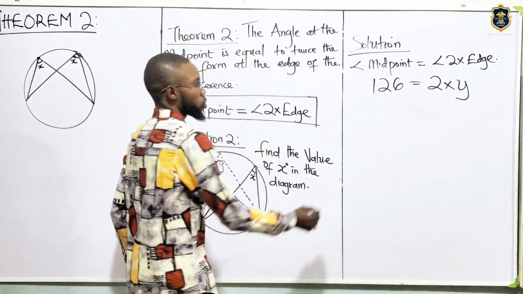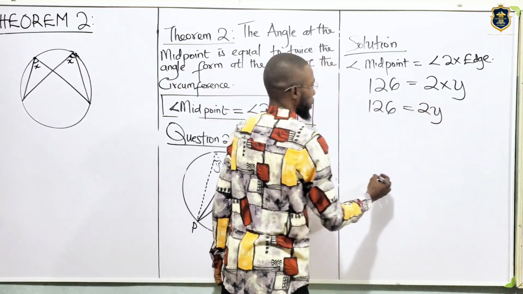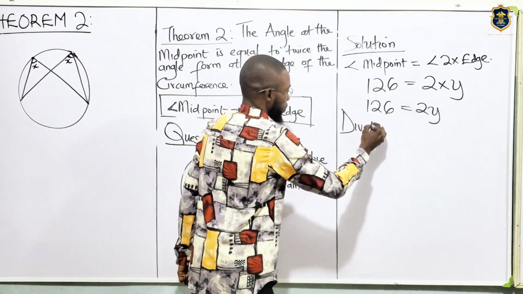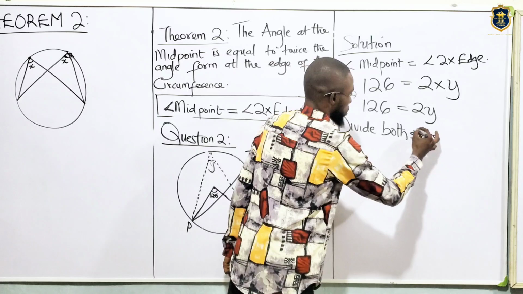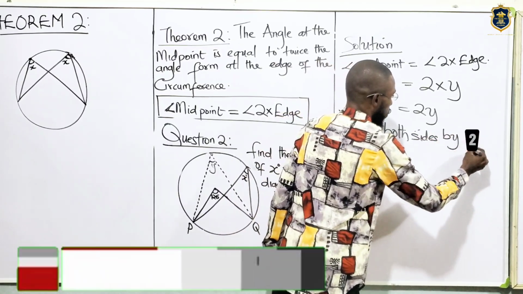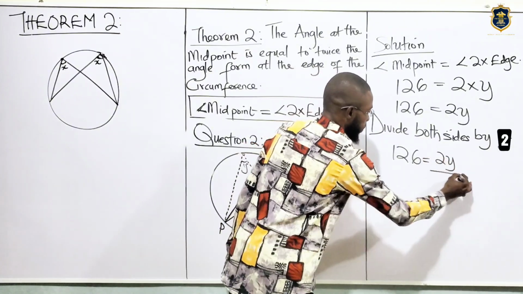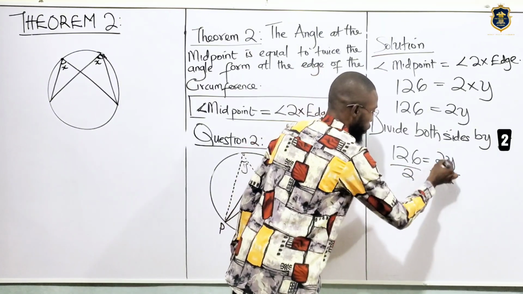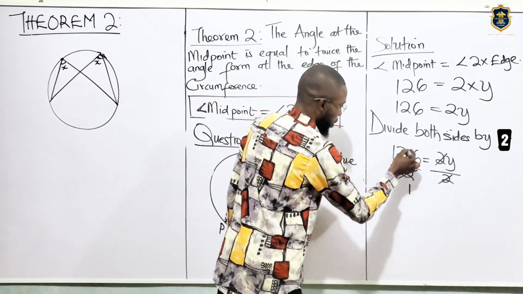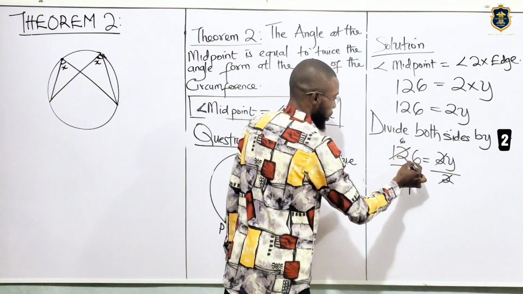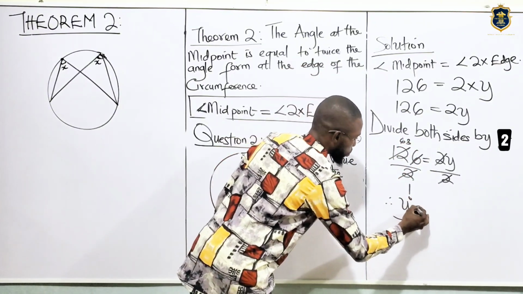I'm sure you understand what we're doing. So 126 will be equal to 2 times y, which is 2y. And so we will divide both sides by 2. Therefore, 126 is equal to 2y. We divide by 2, we take off the 2 here, and then what comes here? 126 divided by 2. 2 into 12 is 6, and 2 into 6 is 3. Therefore, we can see that our y degree is equal to what?